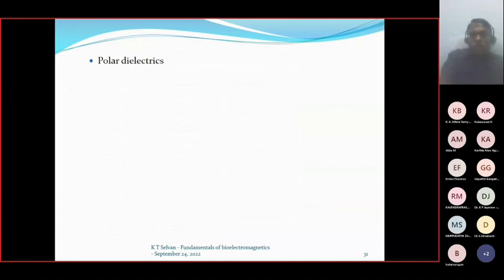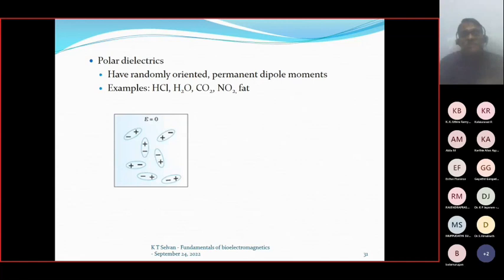In polar dielectrics, now see, we have actually introduced this polar. How? Polarization. So in polar dielectrics, we have randomly oriented permanent dipole moments. What do we mean? Of course, these are some examples, hydrochloride and then water and all. So now this is a dipole, right?